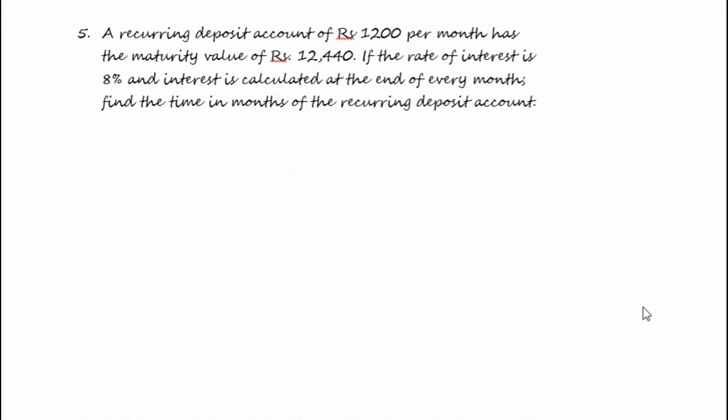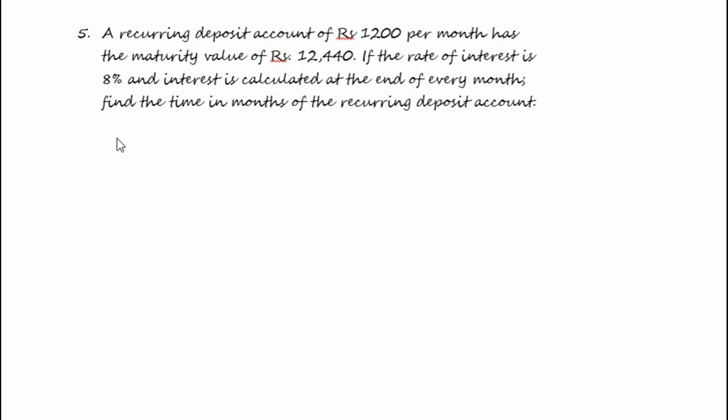Next problem. A recurring deposit amount of rupees 1200 per month has the maturity value of rupees 12,440. If the rate of interest is 8% and interest calculated at the end of every month, find the time in months of the recurring deposit account. Here we need to find out the duration of the recurring deposit, that is N. So what is the data given here?